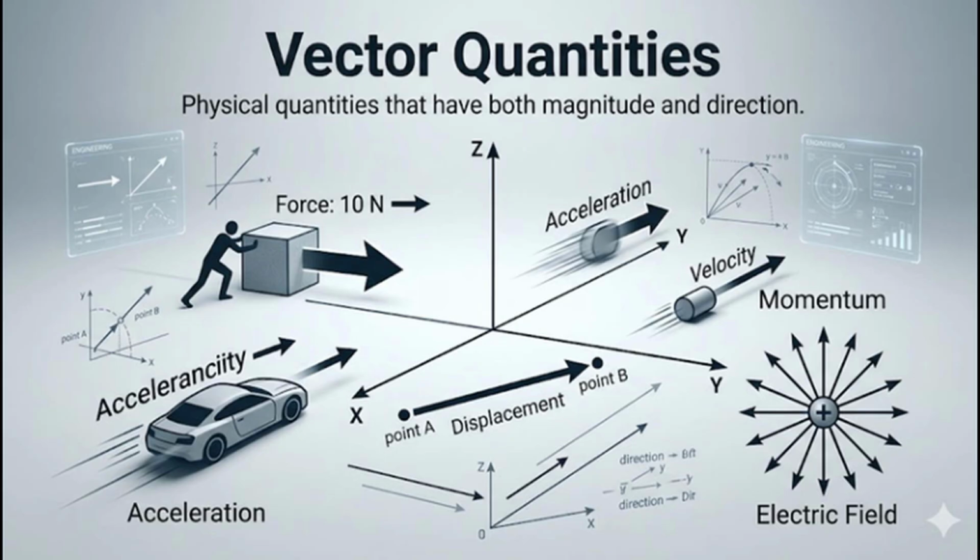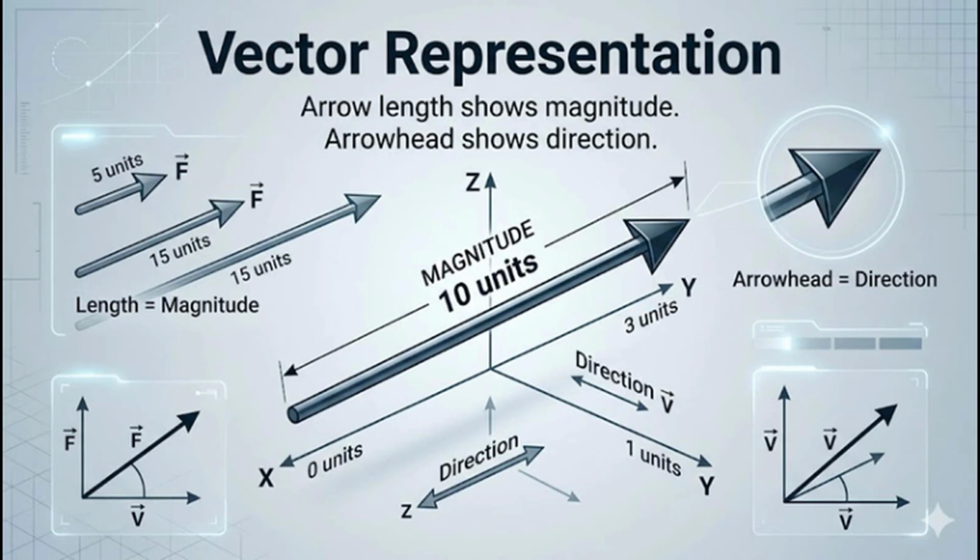Vector quantities, however, have both magnitude and direction. Examples include force, velocity, acceleration, displacement, momentum, and weight. Vectors are usually represented by arrows, where the length of the arrow represents magnitude and the arrowhead represents direction.